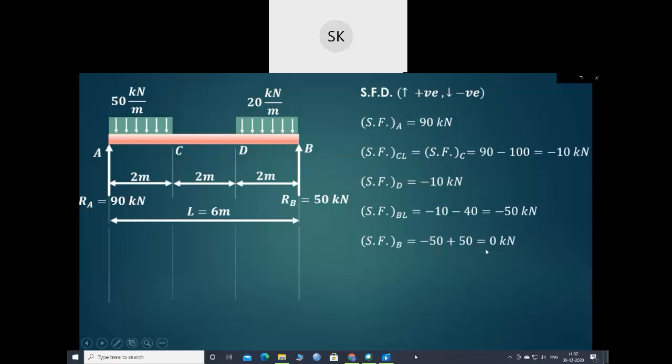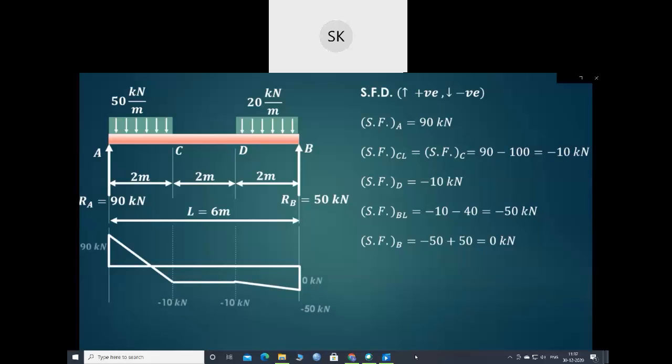Now using these values, we can draw the shear force diagram. So first we'll draw the baseline or a reference line. Shear force at A is 90 kilonewton. At left of the C and C, it is minus 10 kilonewton, remains same up to point D. Then at left of the B, it is minus 50 kilonewton, and exactly at B, it is 0. So the respective values we have already written on this particular diagram.